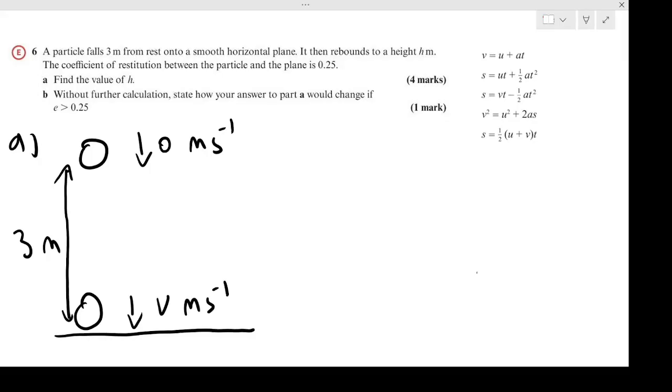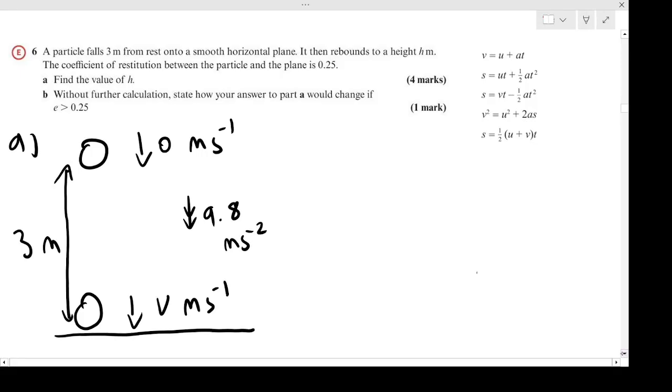Now the last thing to include is the acceleration. Now remember, the acceleration is 9.8 downwards. And there we are. So hopefully happy with this.